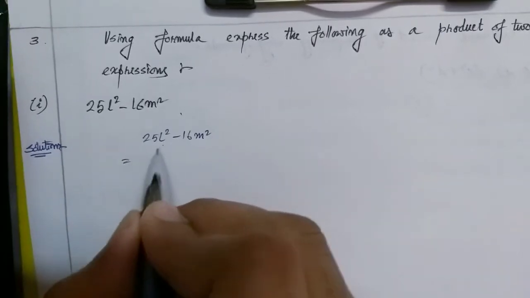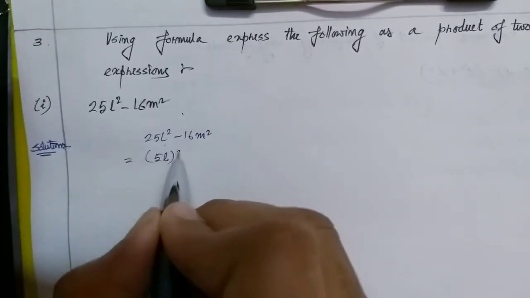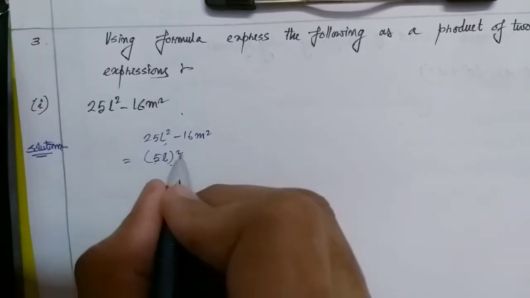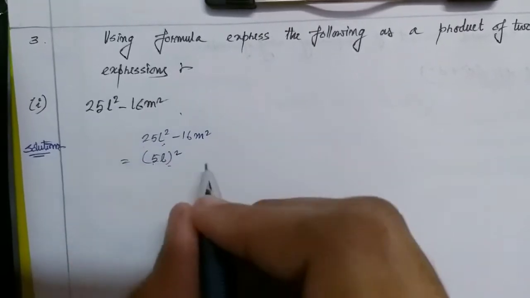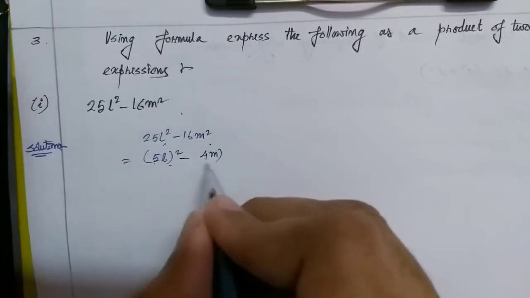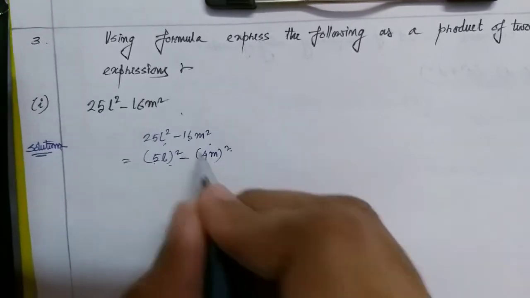This thing can be written as (5L) whole square, right? The square of this will give you 25L square back, since 5 square is 25 and L square is this, minus 16M square can be written as (4M) whole square, right? 4 square gives you 16 and then M square.